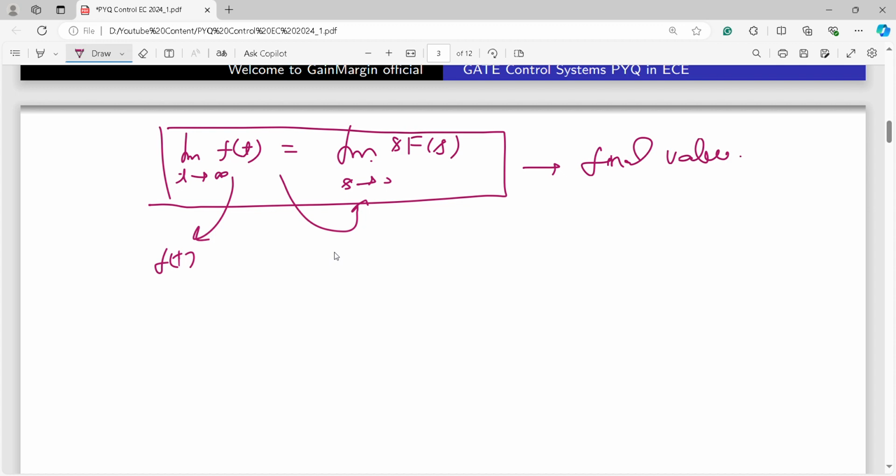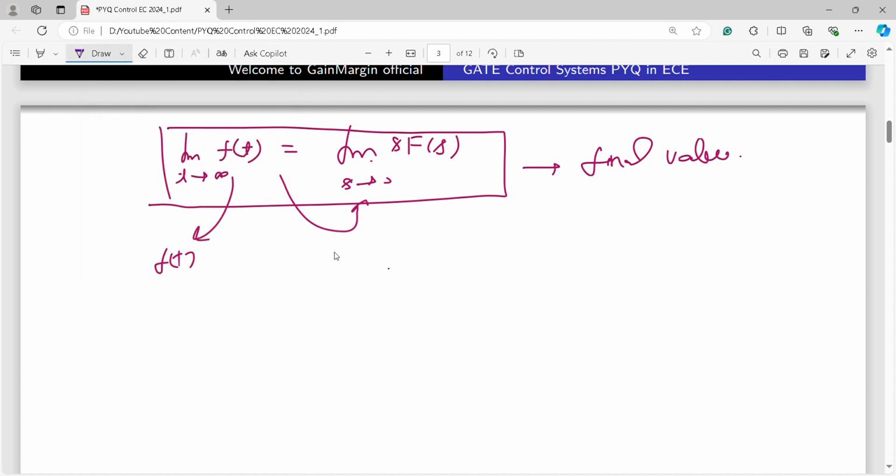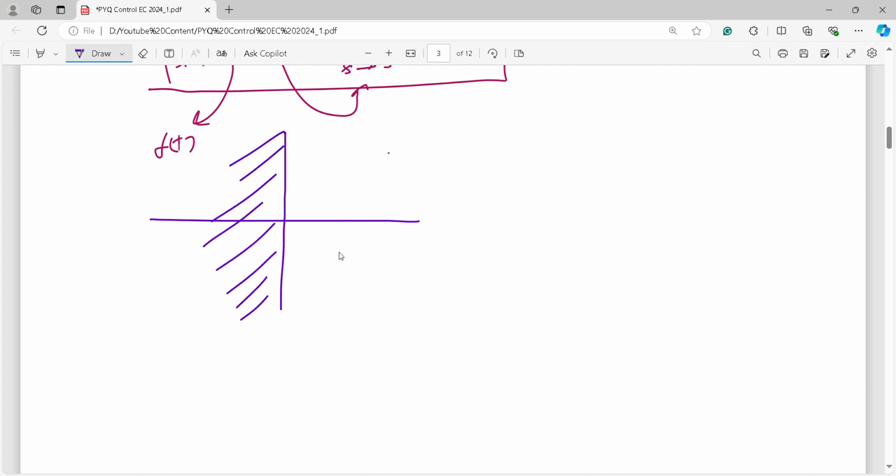First we should ensure that the given transfer function is stable or not, for which we can then apply the final value theorem. So here this is one case, for example, where the poles are completely in the left hand side of the s plane. So here you can see in case of the left hand side.